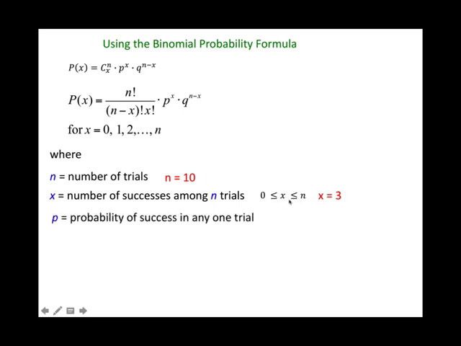Okay, P. P represents probability of success in any one trial. So we do have a 20% chance to win a free burger. So we consider P equal to 0.2. Okay, 20% means like 0.2.